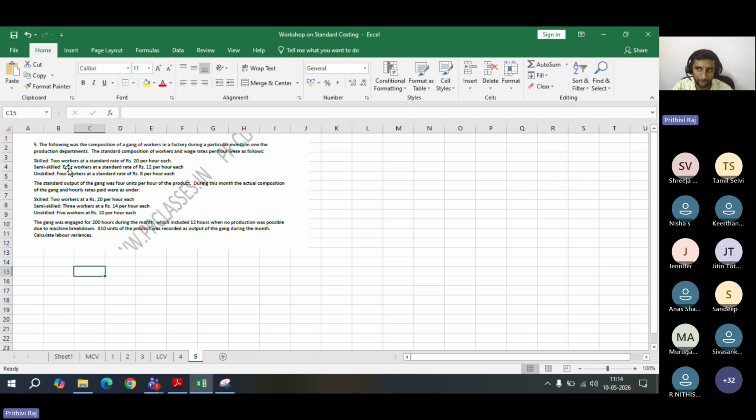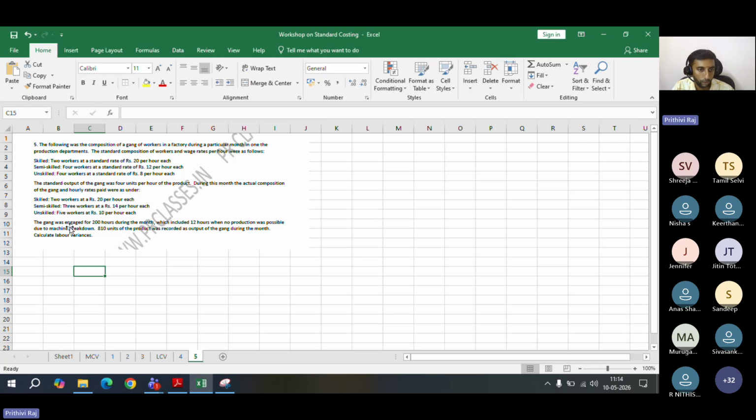In this sum, the calculation is quite challenging. In the last sum, they gave the total standard labor hours, but in this sum you have to do the calculation. Next, the standard output of the gang was 4 units per hour. So for 1 hour, they produce 4 units. During this month, the actual composition of the gang and hourly rate was 2 workers at 20 each, 3 workers at 14 each, 5 workers at 10 each. This is my actual number of workers: 2, 3, 5. Standard is 2, 4, 4. Standard rate is 20, 12, 8. Actual rate is 20, 14, and 10.